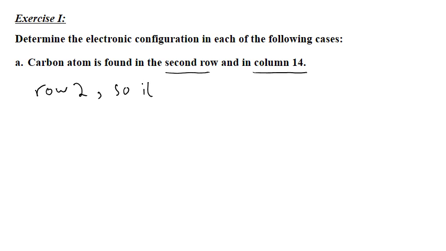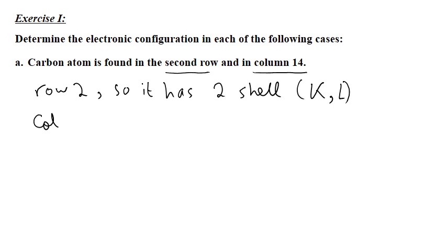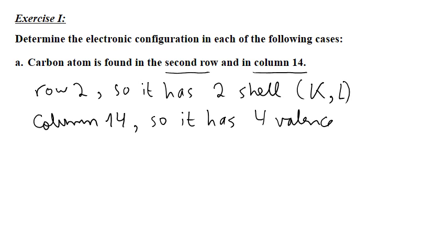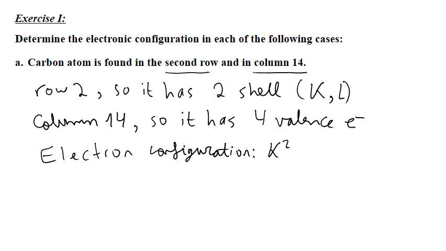So it has 2 shells, right? What are the 2 shells? K, L. Good. What else, Ella? Yes, so it has 4 valence electrons. 4 valence electrons means the electrons on the last shell, which is L. So what is the electron configuration, Ella, in this case? K2, L4. Very good. Thank you.